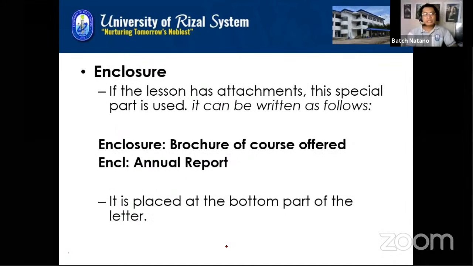Then we have the enclosure. There are some instances where in your letter you indicate that there are other things attached to it. It's for the purpose of the reader to recognize that aside from the letter itself, there are other things included. Let's say, for example, it is placed inside an envelope, and in that envelope there are a lot of attachments. If you have the enclosure, the person reading your work will have an idea of the contents of the letter. It is placed at the bottom part of the letter.